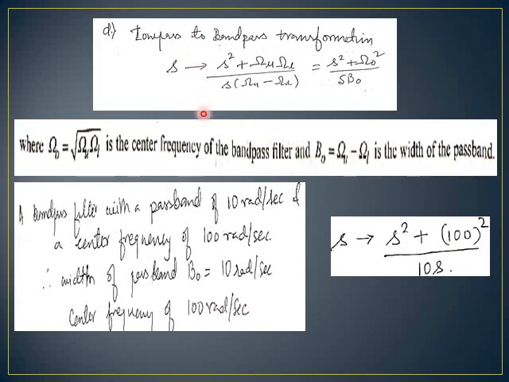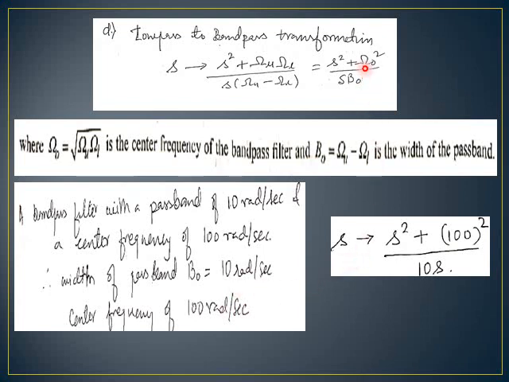Now we'll look at the problem, then we can understand which is the center frequency and which is the width of the pass band. A band pass filter with a pass band of 10 radians per second and a center frequency of 100 radians per second. So here, the center frequency is 100 radians per second, that is the omega naught value. And the pass band of 10 radians per second is your bandwidth, the width of the pass band, that is the value of B naught, which is equal to 10 radians per second.